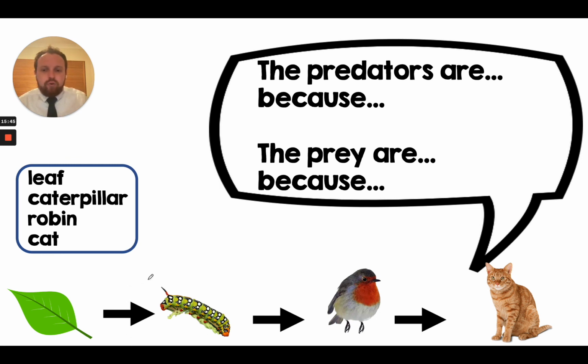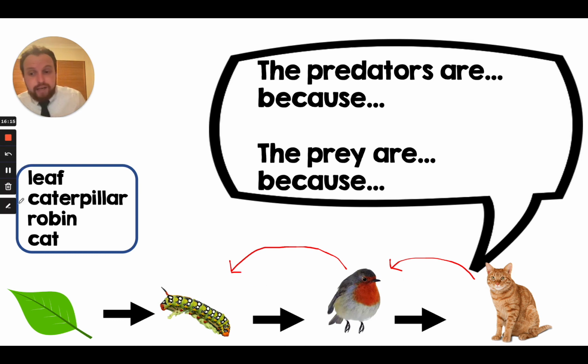Okay, so let's talk about this one then. Now, it's a bit more complicated because some things here are going to be both predator and prey, as we will see in a moment. So let's start with predators. Well, the predators here, first of all, we've got the cat. The cat is a predator because it hunts the robin. And the robin is also a predator because it gets its food from the caterpillar. So we've got the two predators here.